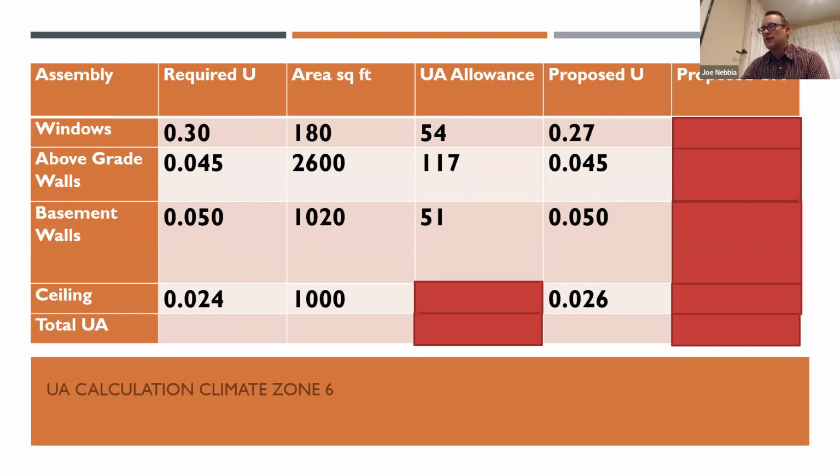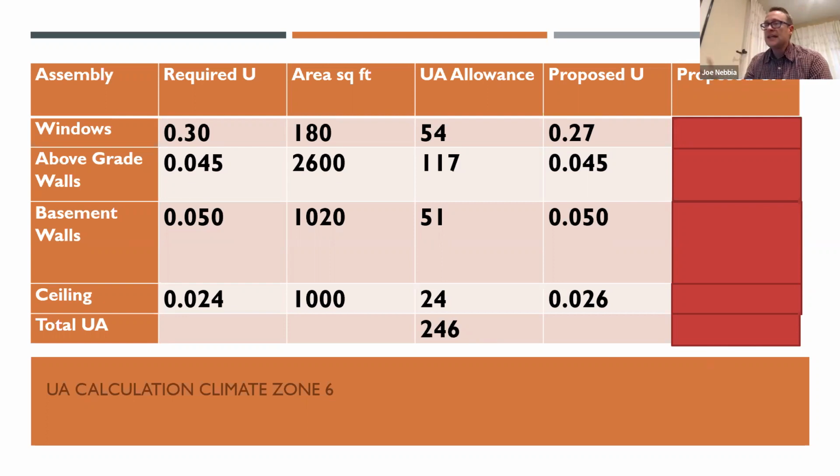And then the ceiling, that R60 is a 0.024 U factor, and 1,000 square feet of attic space gives me a UA allowance of 24. And I add all those up to get a total UA of 246. Now I can do whatever I want over in these other values, as long as my total UA for the proposed amount is equal to or less than the UA for the required amount.